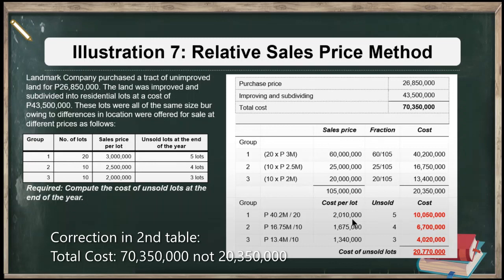So 2,010,000 times 5, that's 10,050,000. Then 1,675,000 times 4, that's 6,700,000. And we have 1,340,000 times 3, that's 4,020,000. So the total value or the total cost of the unsold lots would be 20,770,000.